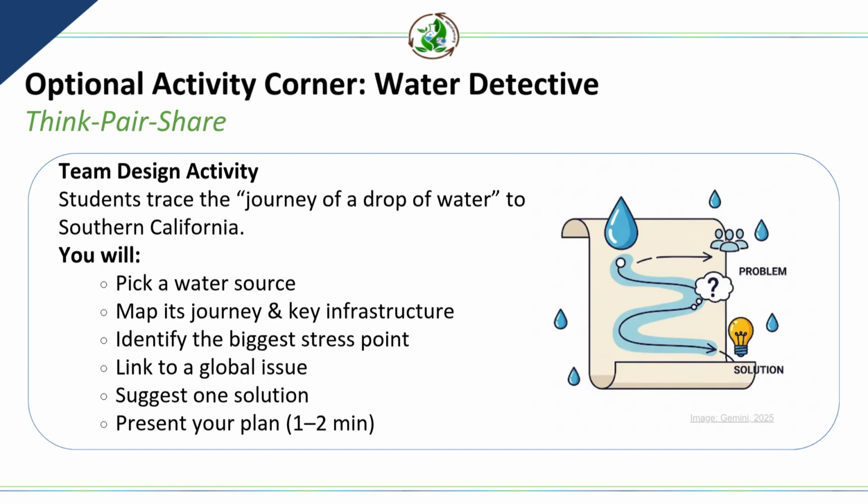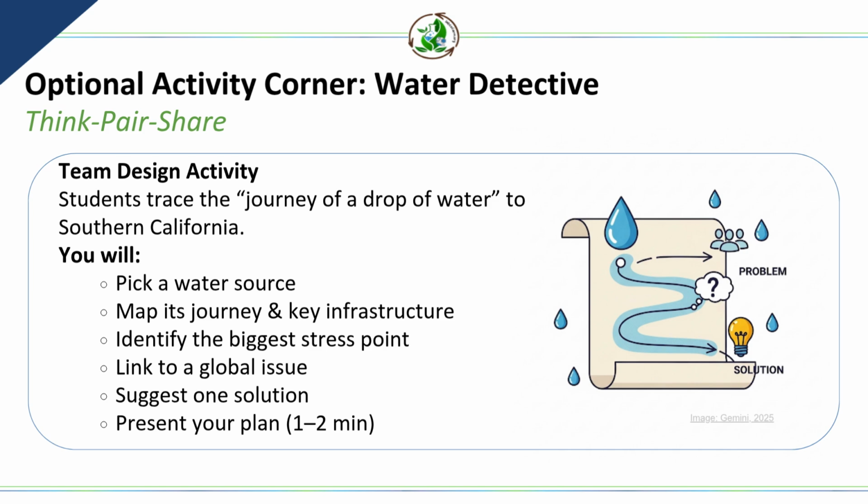Now we have an optional activity called Water Detective. This is a think, pair, share, and team design activity where students will trace the journey of a drop of water to Southern California. Here's what you will do. Pick a water source, like the Colorado River, a local river, or a reservoir. Map its journey and key infrastructure, think aqueducts, canals, pumping plants, or reservoirs.